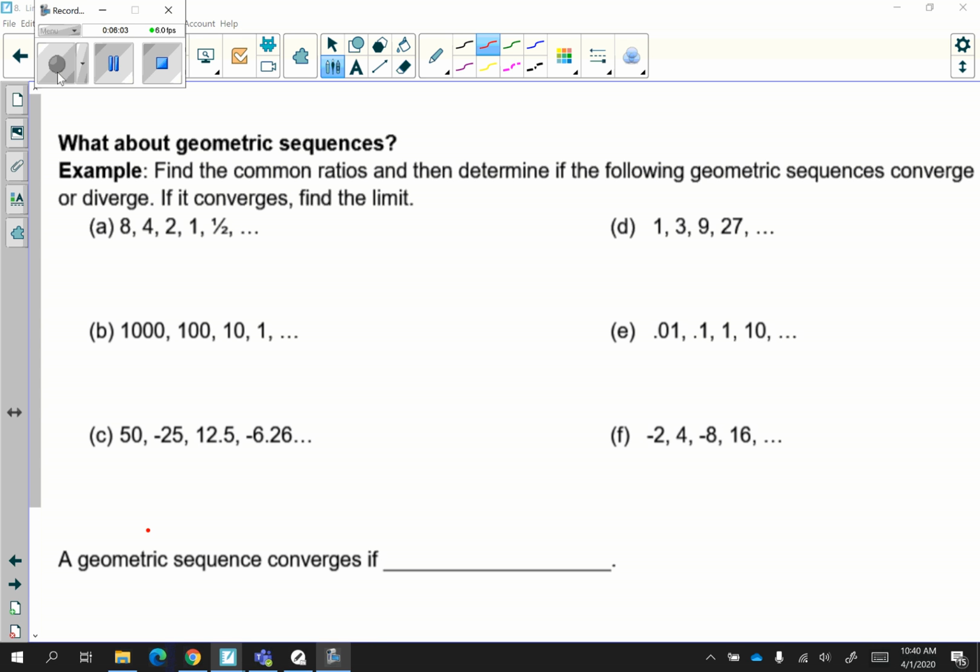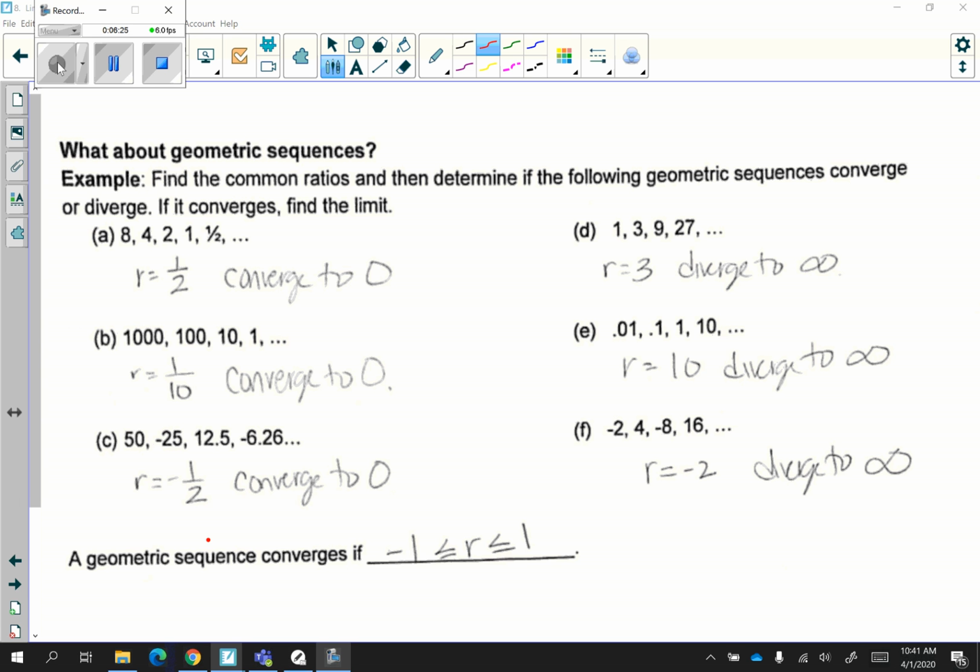If you turn to the next page, what about geometric sequences? Find the common ratio and then determine if the following geometric sequences converge or diverge. If it converges, find the limits. Take a few moments right now to pause the video and figure out what the r value is and if it in fact converges or diverges. So let's take a look.